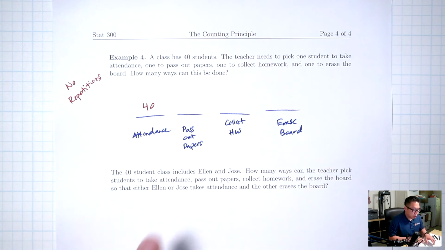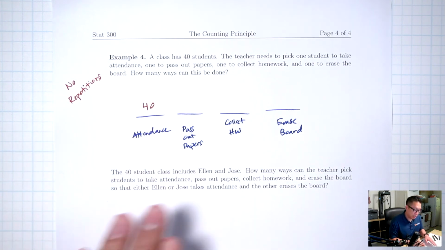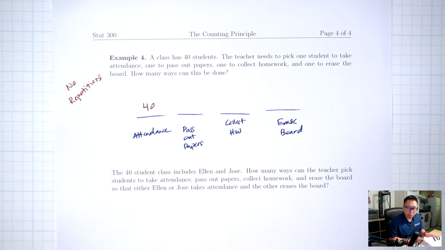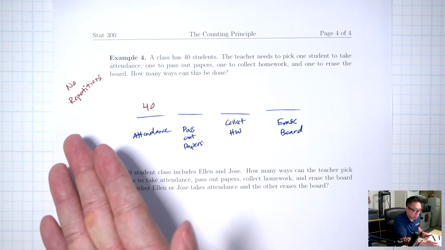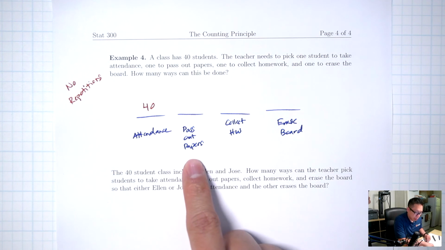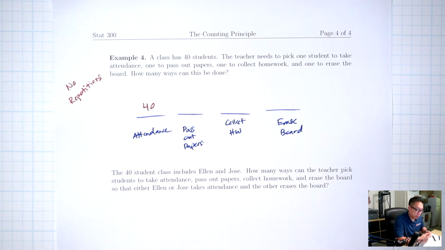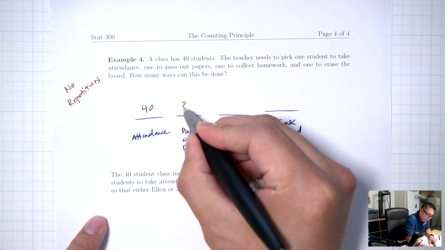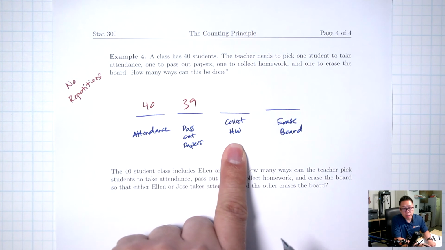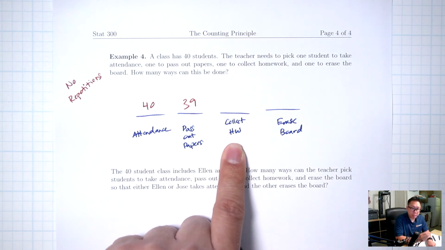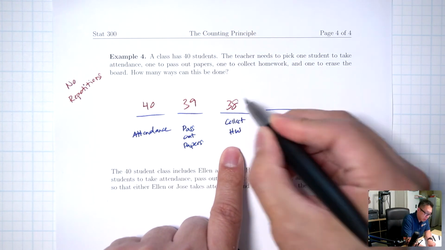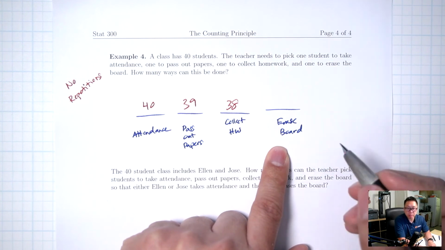And that's because whoever I pick to take attendance, I don't want to pick the same person to pass out papers, right? I don't want to pick the same person to do two jobs. Okay, so because no repetitions, for the second blank, I don't have the full 40 anymore, right? I picked one person for attendance already, which means I should be down to 39. Third blank, I don't have the full 40 anymore. I should be down again to 38. And then last blank, I should be down again to 37.